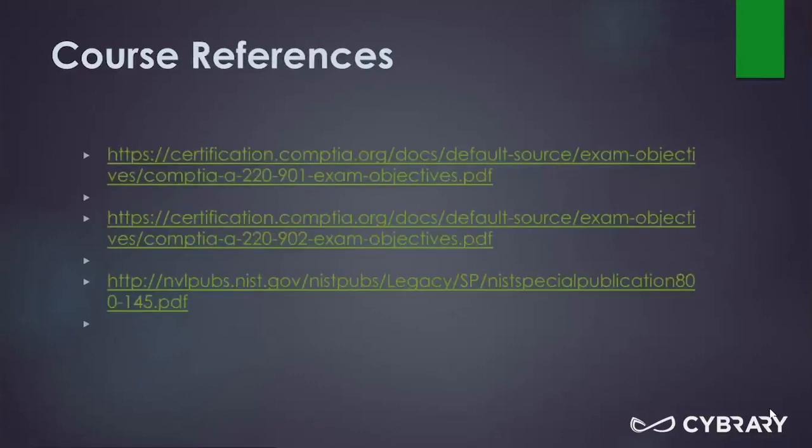First couple of things we've got here are course references that you might want to check out. First one you see is the exam objectives for the CompTIA 220 901 exam. That's the hardware exam. The second link you see is the exam objectives for the 902, covering operating systems. And the third one is a National Institute of Standards and Technology special publication covering the cloud, giving you definitions that you need to know and concepts that you need to understand.